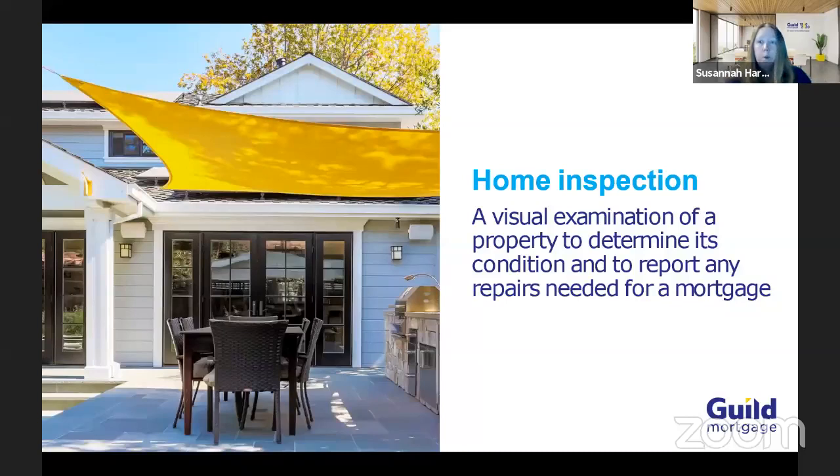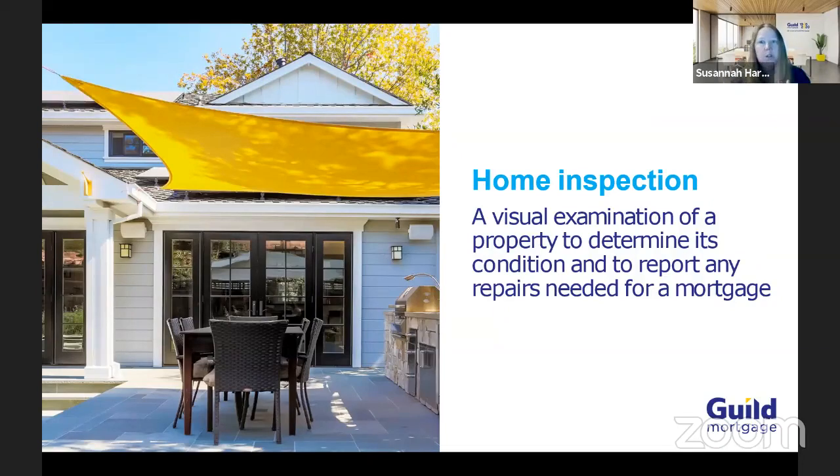Another term you'll hear is home inspection. It's a visual examination of the property to determine its condition and to report any repairs needed. I like this report. It's not one that a lender needs. Some first-time homebuyer programs may ask for it, but I always call this the living, breathing report that shows you how this home works.